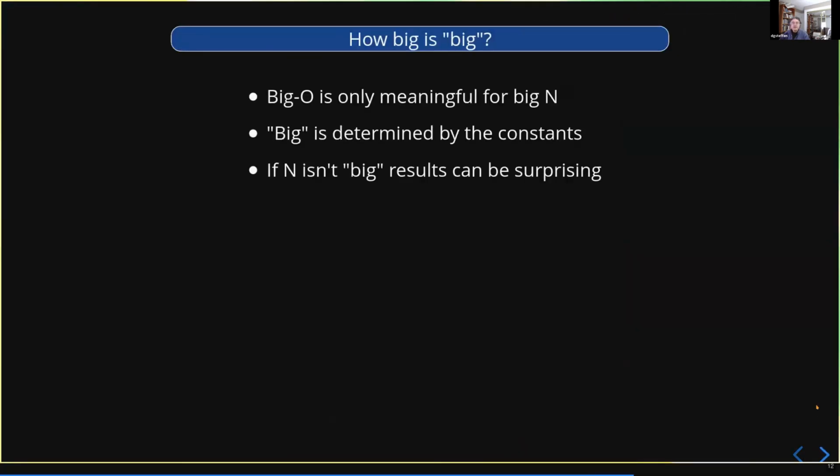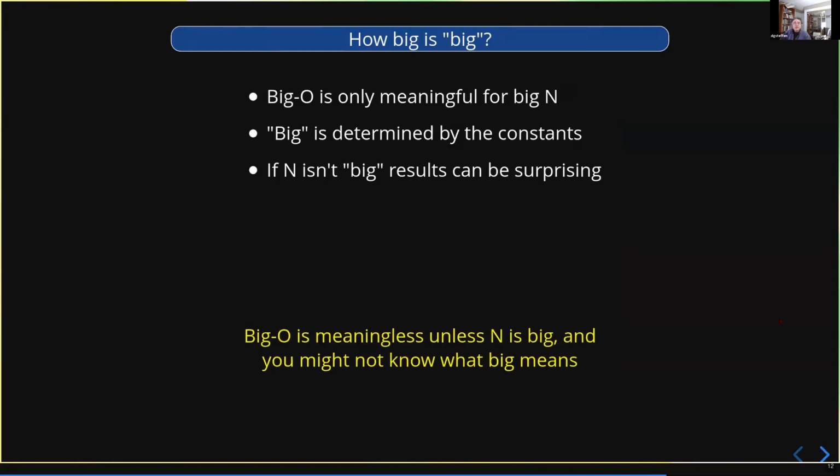So what big really means is determined by all those constants that everyone usually wants to ignore, okay? And if your n isn't actually big, then which algorithm is going to be faster can be very surprising, because your big O notation is basically lying to you about what it's really going to do. Big O is meaningless unless n is big, and you might not know what big means. You might have to go measure. All right.